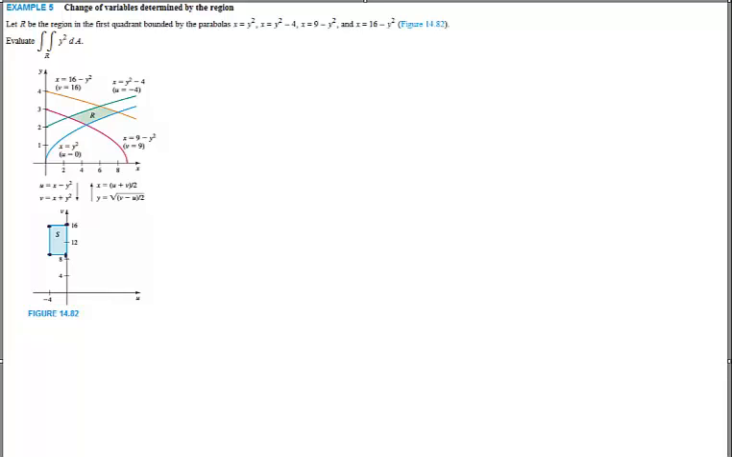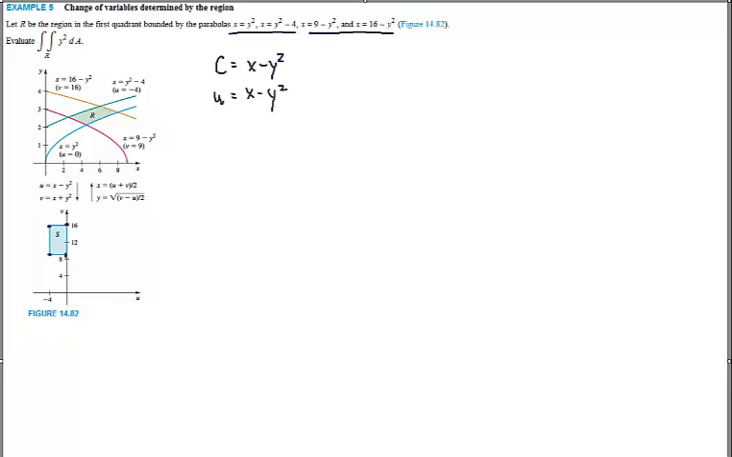Alright, first up they've given me some sort of region that's bounded by these parabolas. If I look at this pair and this pair, I can determine my u and v equations. If you'll notice, this is some sort of constant with x minus y squared. So let's make this be u equals x minus y squared.